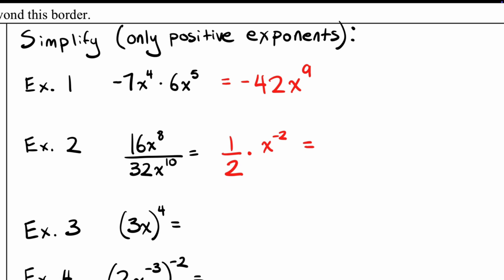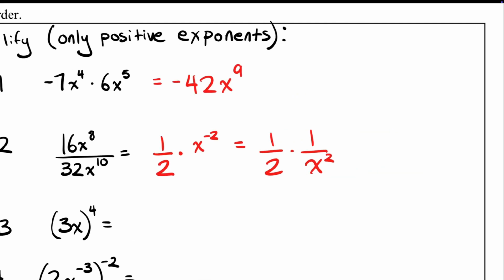So this x is going to go to the bottom, and I have 1 over 2 times 1 over x to the power of what? 2. It's now a positive 2. It was a negative 2, but I flipped it, so it's now a positive 2. That's the answer, all in one fraction. So let me simplify this a little bit further. I can say it's 1 over 2x squared. So that's one way of doing it.